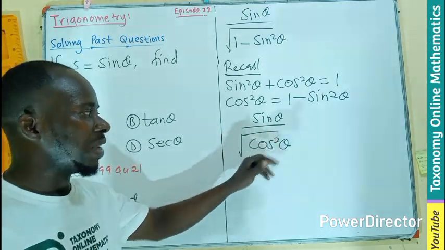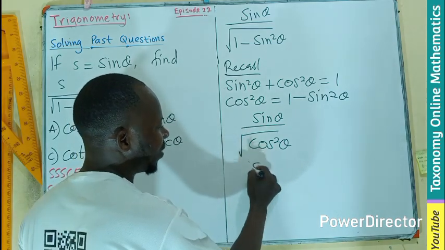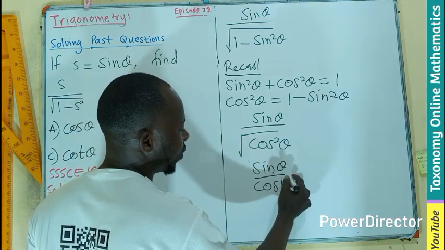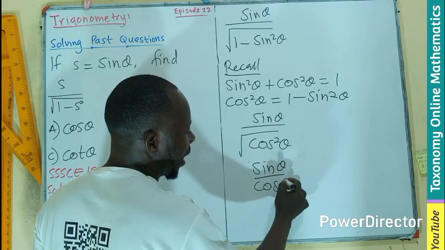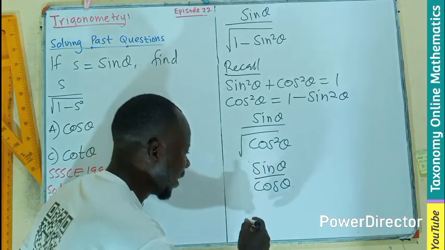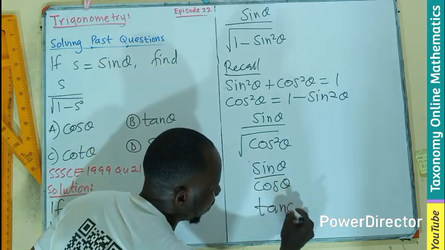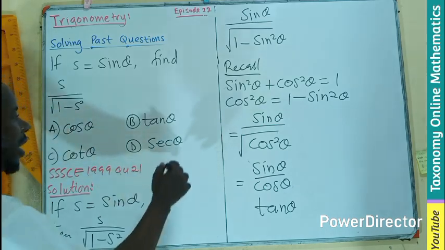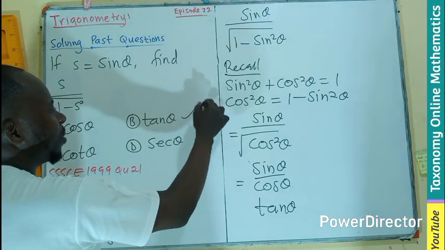So the square root can cancel that, and that will give us sine theta over cos theta. And remember what the ratio sine theta over cos theta is. That is just tan of the angle theta. So this is just what we are looking for, and that will be option B.